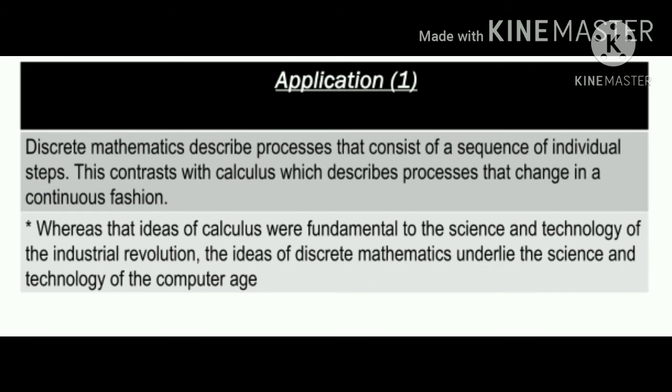Application 1. Discrete mathematics describes processes that consist of a sequence of individual steps. This contrasts with calculus, which describes processes that change in a continuous fashion. First, the ideas of calculus were fundamental to the science and technology of the Industrial Revolution. The ideas of discrete mathematics underlie the science and technology of the computer age.